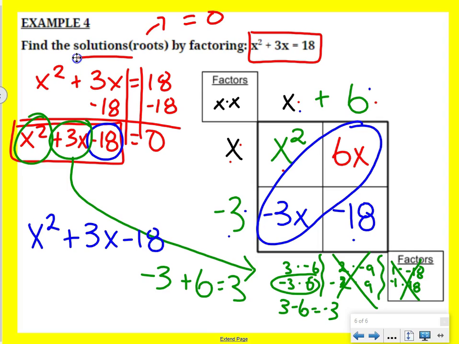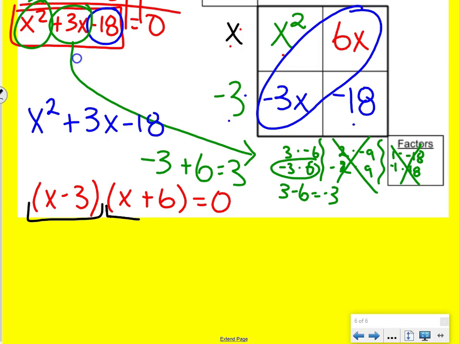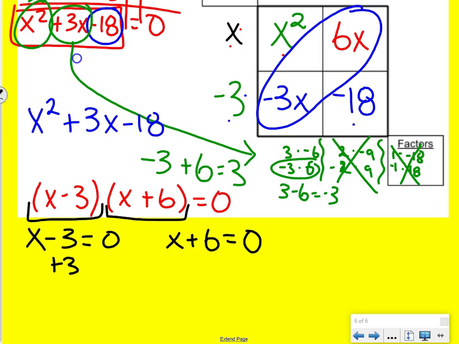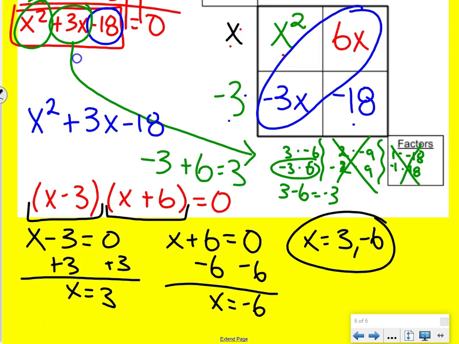But now we wanted to find the zeros, the roots. So we write out our factors, which was x minus 3 times x plus 6 equals 0. We're using that zero product property, which tells us that each factor must equal 0. So x minus 3 equals 0, or x plus 6 equals 0. Add 3 to both sides. We get x equals 3. And then subtract 6 from both sides. We get x equals -6. So our two solutions are 3 and -6.